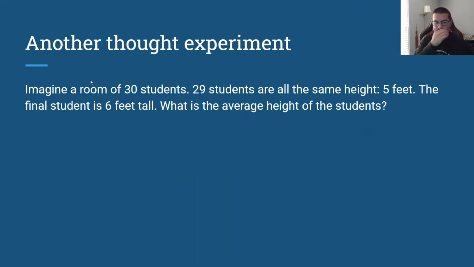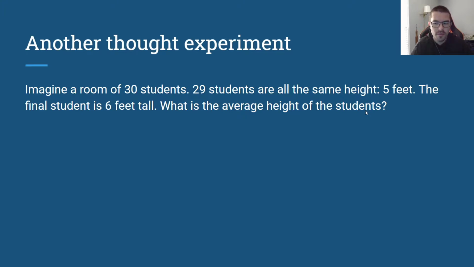But first, though, I want to talk about a little thought experiment that I have for you. Okay, so imagine that you're in a room with 30 kids. All right, kind of hard to imagine given our current coronavirus situation. But imagine you're in a room with 30 kids. 29 students are 5 feet tall, right? So 29 of them are all the same height, 5 feet tall. The final student is 6 feet tall. Okay, so it's like one tall person in a sea of relatively shorter people. The question is, what is the average height of these students?